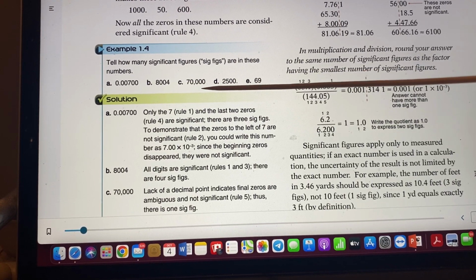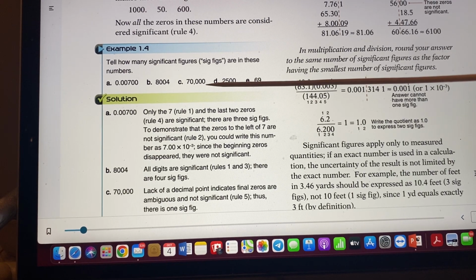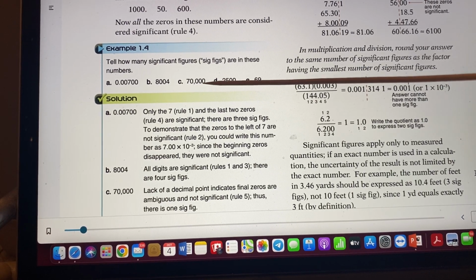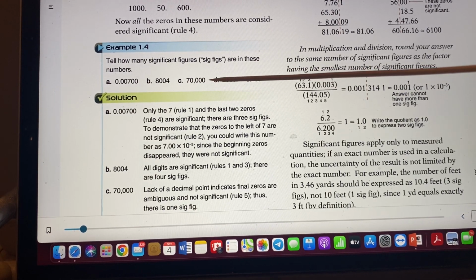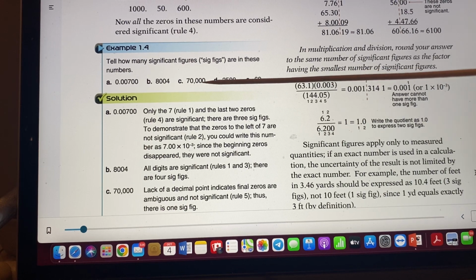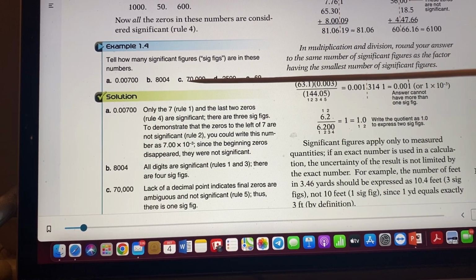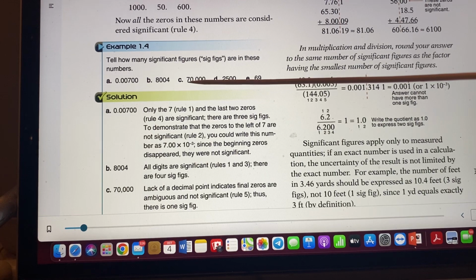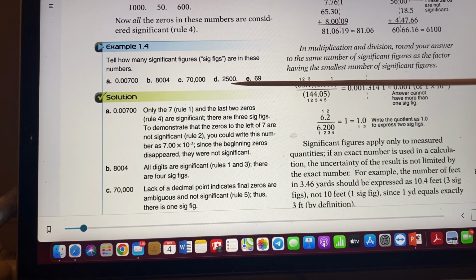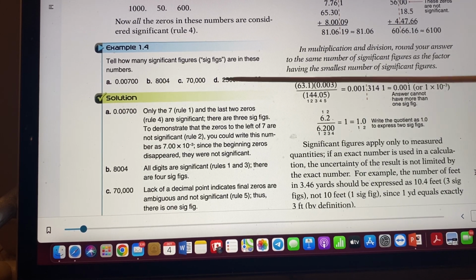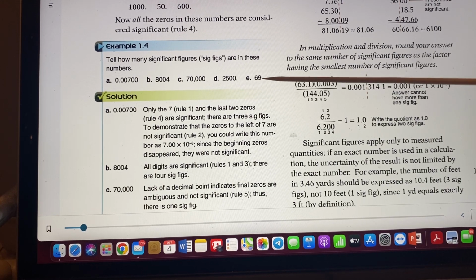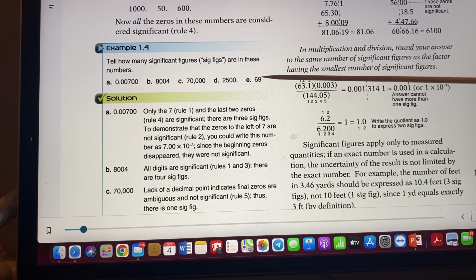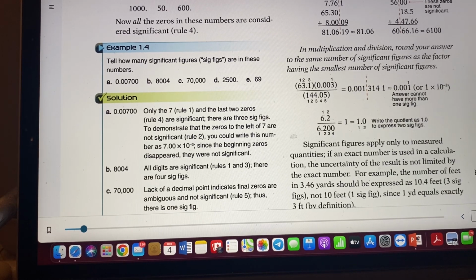1, 2, 3, 4. How about 70,000? Well, there's not a decimal point here. So that means the only significant figure in this number is going to be the 7. If there was a decimal point, these would be significant, but not so if there's not a decimal point. So the only significant number is the 7. Now this number has a decimal point there, 2,500. So it has 1, 2, 3, 4 sig figs. And of course this number E, 1, 2, any non-zero number is going to be significant. So you have 2 significant figures in that. Okay?